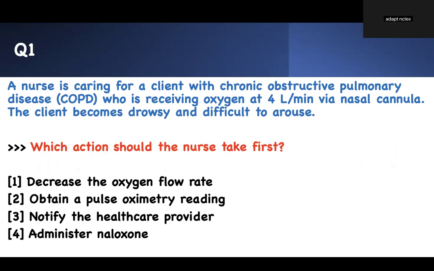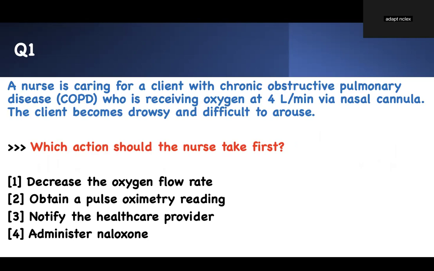How do you read a question? Read it from the back. Which action should the nurse take first? A nurse is caring for a client with chronic obstructive pulmonary disease who is receiving oxygen at 4 liters via nasal cannula. The client becomes drowsy and difficult to arouse. Which action should the nurse take first?